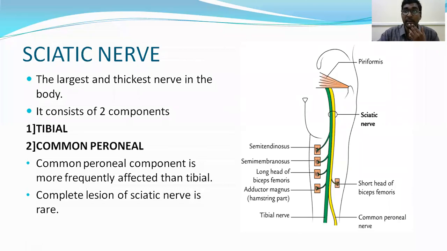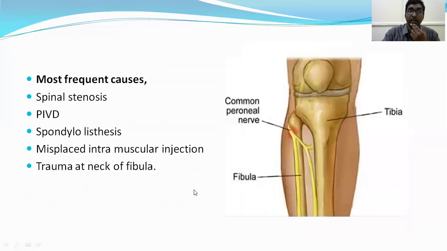So the common peroneal nerve is damaged in most cases of sciatic nerve injuries because it is more superficial. What are the most frequent causes of sciatic nerve injury? Spinal stenosis, PIVD, meaning disc protrusion, spondylolisthesis, and misplaced intramuscular injections, because the injection should be given in the outer half of the gluteus maximus muscle. Sometimes if you give the injection in the middle half, you cause mechanical injury to the sciatic nerve.